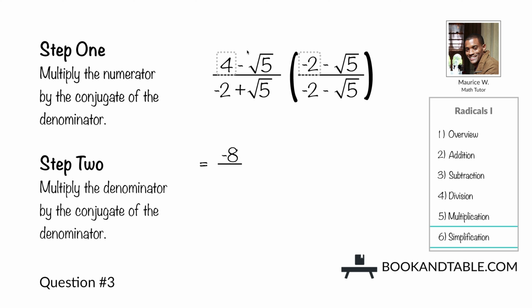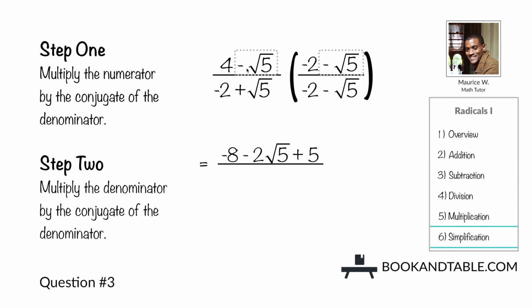So we take this term and multiply it times each of these. And then we'll take this term and multiply it times each of these. And repeat that in the denominator. So first, 4 times negative 2 will give you negative 8. 4 times negative 1 gives you negative 4, radical 5. Negative 1 times negative 2 is positive 2 as your coefficient, times radical 5. Negative 4 radical 5 plus 2 radical 5 would give you negative 2 radical 5.